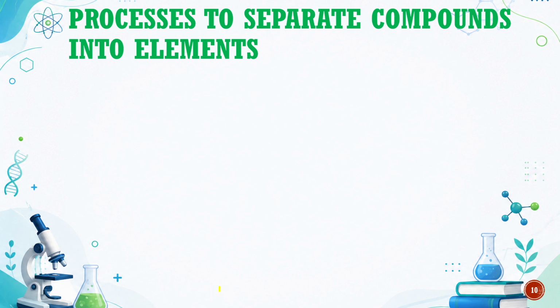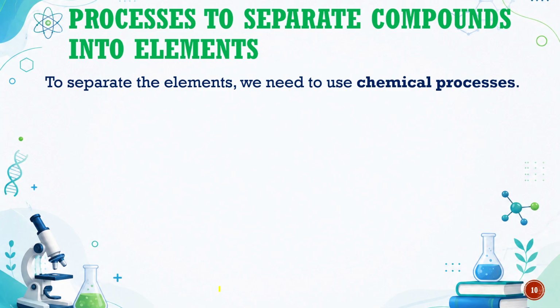Okay, now let's talk about processes to separate compounds back into their original elements. As we discussed, compounds are formed by chemical bonding between two elements. Two elements chemically react and form a new bond, creating a new substance, that is a compound. So this involves a chemical process. Now, as a compound is created by a chemical process, to separate out the basic elements from the compound we need to use chemical processes only. All right, so there are three typical chemical processes used to separate the elements from a compound.